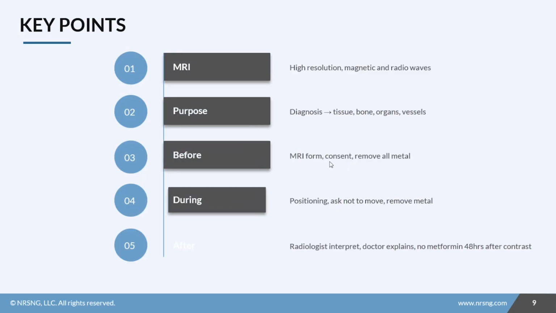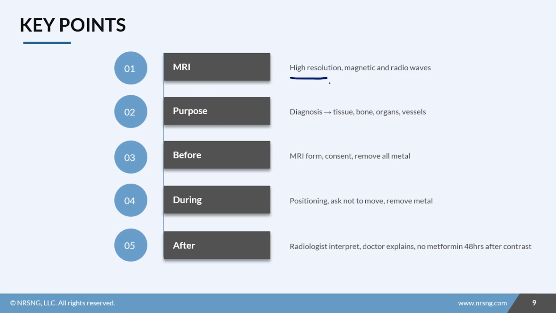All right, now let's review the key points. So magnetic resonance imaging, or MRIs, are high-resolution scans that are used to look inside the body, and they use magnetic and radio waves. The doctor might order an MRI to help diagnose the patient with any disease in the tissues, bone, organs, or vessels. Before you take them down, you want to make sure you fill out that MRI form, get patient consent, and remove any metal like piercings or jewelry before you take them down.